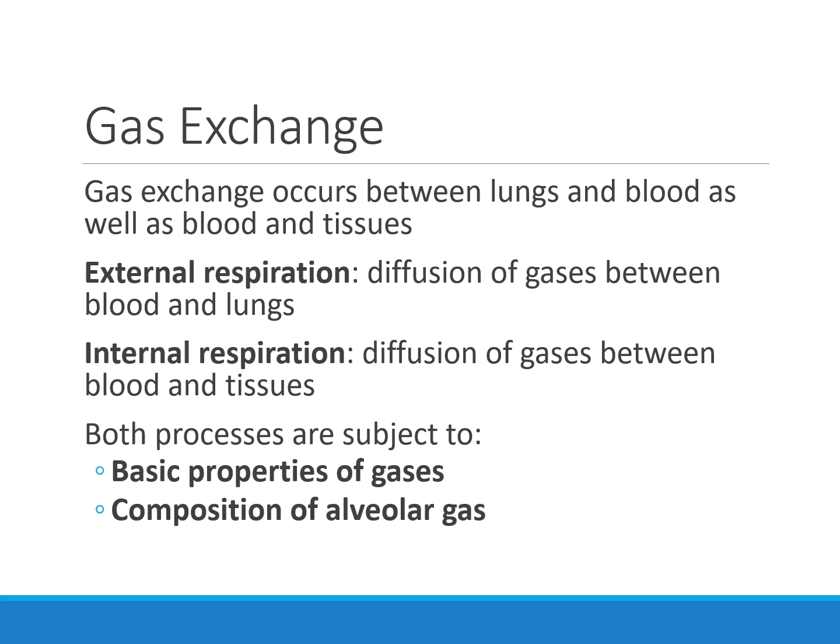So this is what happens at the lungs with the little capillaries that are all over, clinging to the outside of the alveoli. Internal respiration is what happens when the gases diffuse from the blood into the tissues some distance away from the lungs. Both of these processes are subject to basic properties of gases and to the composition of the alveolar gas.